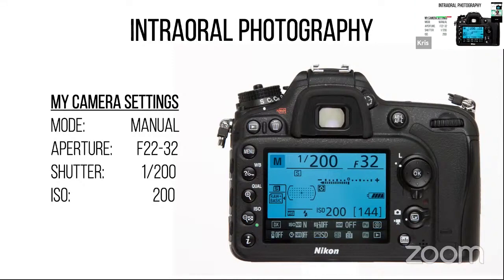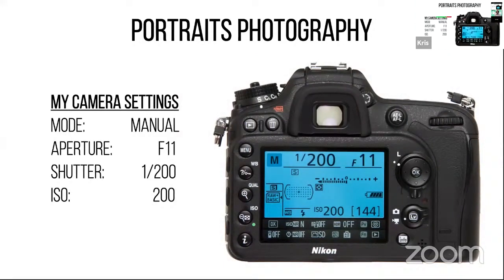These are my intraoral photography settings. So I use my camera in manual mode, and the aperture which you set in your camera should be between f22 and 32 for intraoral shots. Shutter speed from 1/125 to 1/200 will be just the preference, and ISO is around 200. For portraits, the only difference in my setup is aperture. So I'm coming back with the slide.